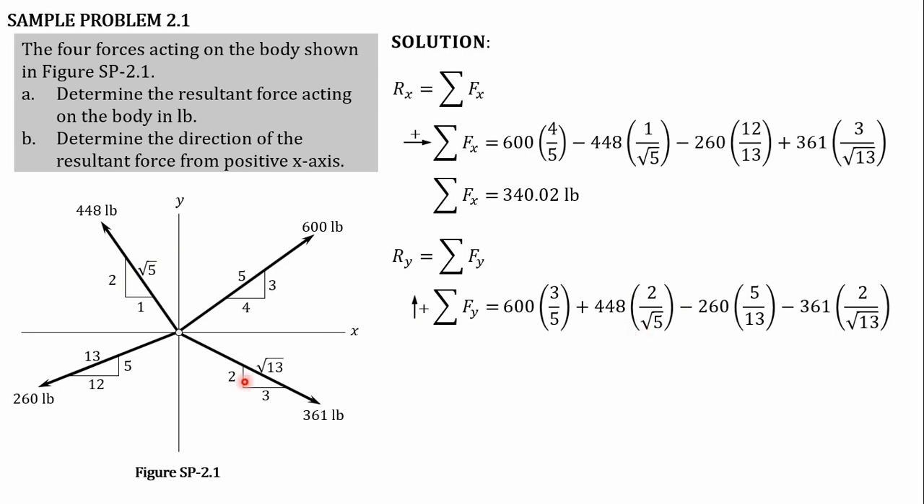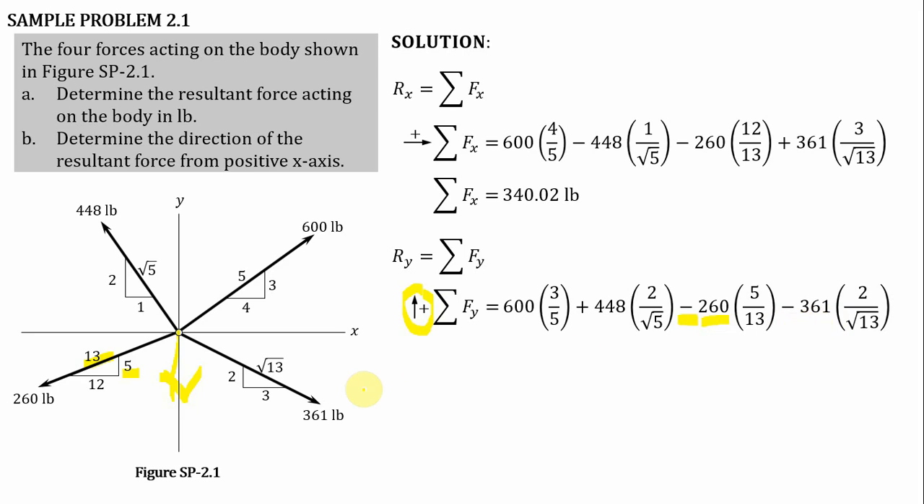And then yung third force natin is 260 pounds. That is going downward to the left. So therefore, since it's downward, the vertical component is going downward also. Okay, so that's why minus to. Kasi nag-assume tayo na going upward is positive. Okay, so therefore, 260 pounds times 5 divided by 13. Okay, okay na yan.